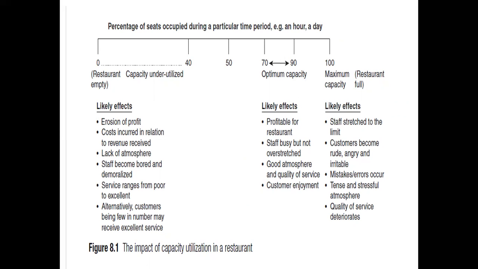Now coming to 70-90, that is optimum capacity. Here it is profitable for the restaurant, staff are busy but not overstretched, and there is good atmosphere and quality of service, and customer enjoyment. But when it goes to maximum capacity, that is full, staff are stretched to the limit, and customers become rude, angry, and irritable because service is not provided properly because of the huge crowd. Mistakes or errors occur because demand becomes very high. Then problems with the suppliers and the cook happen. Then there is a tense and stressful atmosphere overall because of the huge crowd, and quality of service deteriorates. So this is optimum capacity and maximum capacity.